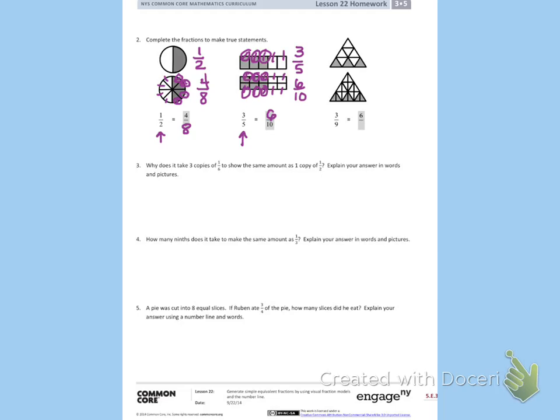Item 3 says, why does it take 3 copies of 1/6 to show the same amount as 1 copy of 1/2? Explain your answer in words and pictures. I think I'll go ahead and show what 3 copies of 1/6 looks like first.